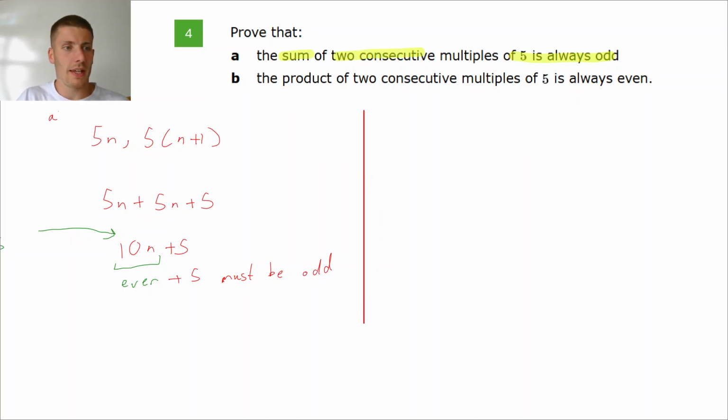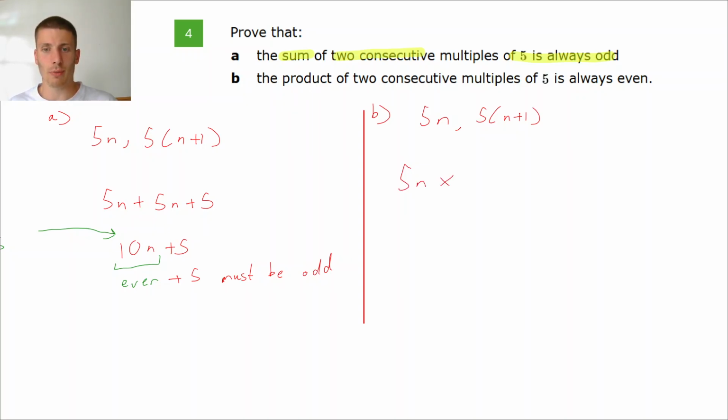So that was part A, and then part B, let's do it over here, which says prove that the product, so timesing this time, of 2 consecutive multiples of 5 is always even. Again, let's just rewrite our consecutive multiples of 5: 5n and 5 bracket n plus 1. And let's just manipulate the algebra. We're looking at the product here, which is multiplying, so let's do 5n times 5 bracket n plus 1. What I would do here is just expand this bracket. It's always a good thing to do. So 5n times 5n plus 5.